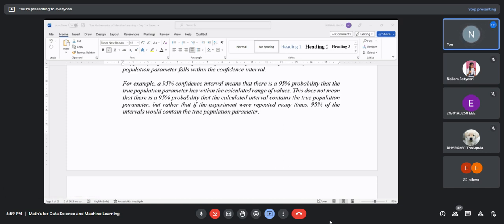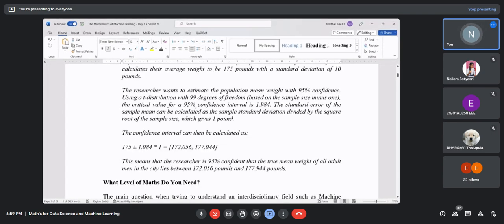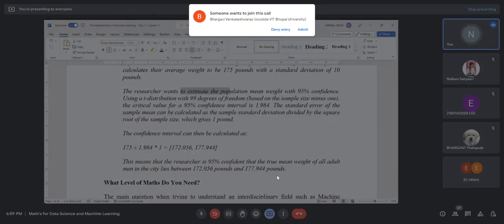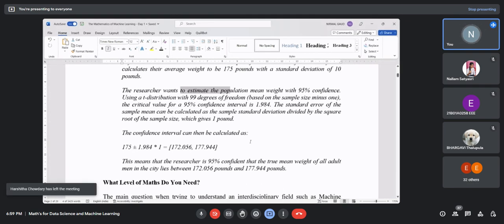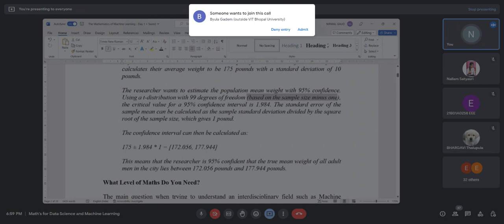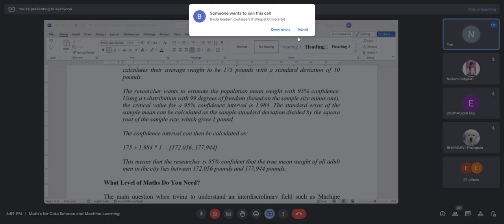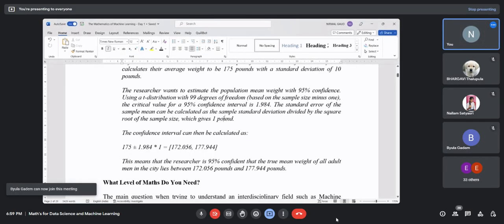So how do we do this task? Here the researcher wants to estimate the population mean weight. Initially I took only a sample of 100 people. My task is to find the population mean weight, that is, for all the men in the city, with 95% confidence. For that, based on sample size minus one, there is a t distribution with 99 degrees of freedom. That is one more term available in statistics.